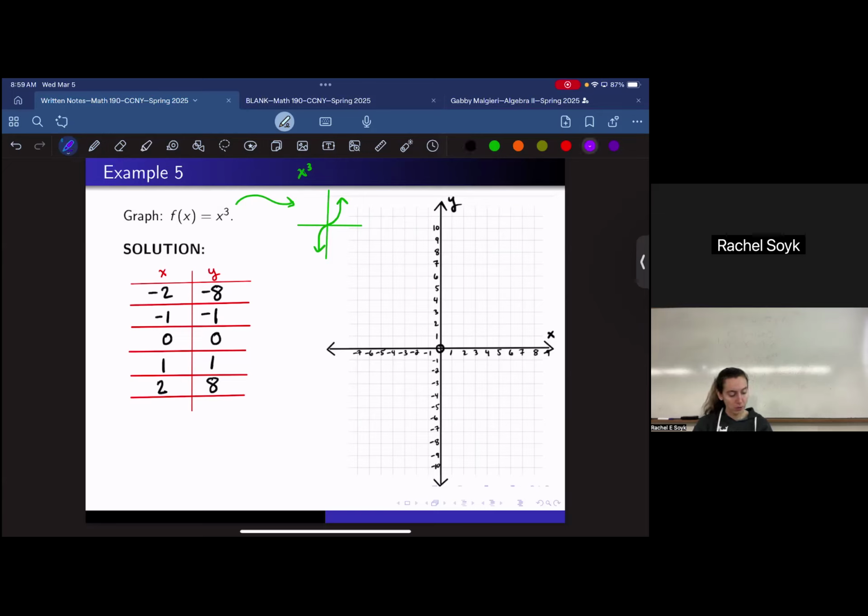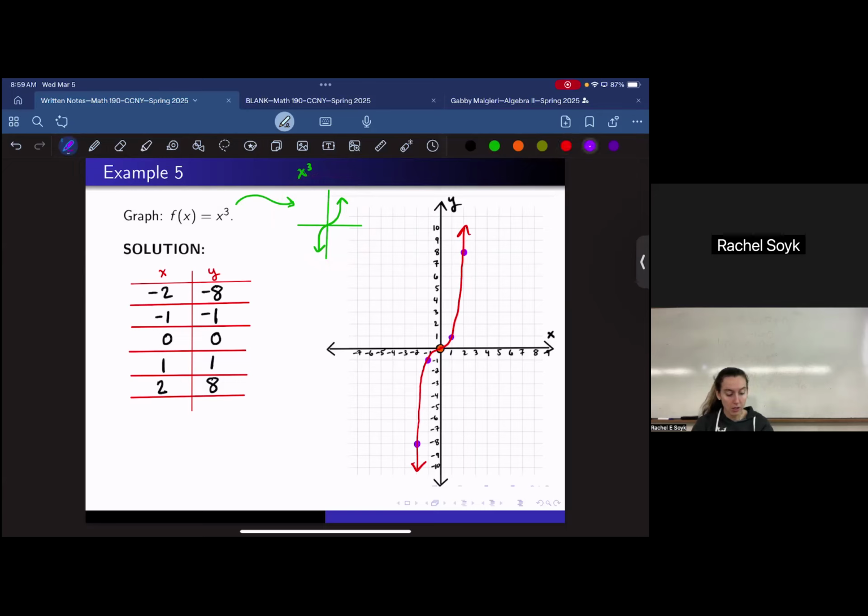So let's plot these points. We have -2, comma, -8. -1, comma, -1. 0, comma, 0. 1, comma, 1. And 2, comma, 8. And then we're going to connect the dots. And you'll see that we have exactly what I sort of sketched out in green earlier.